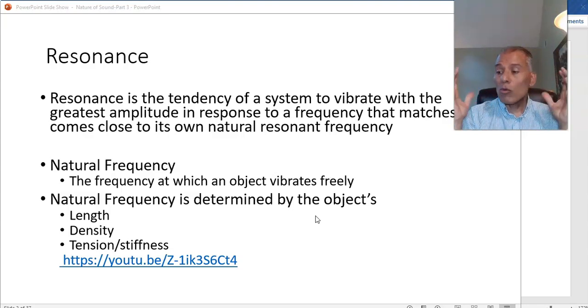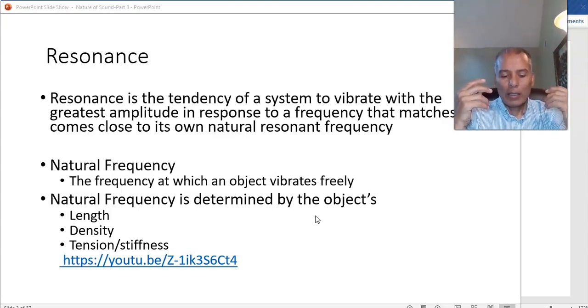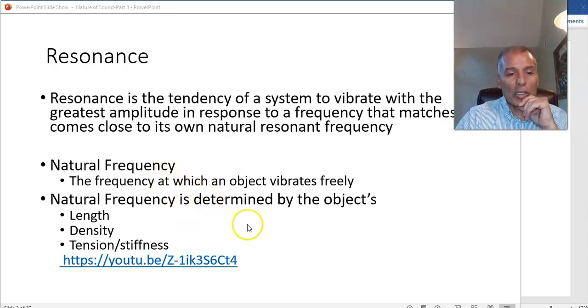And I'm speaking about the room because the room is a container that has air, the same way a jar like this has air inside of it. So the room itself becomes a resonator. Density here, we know that massive things that are dense are going to have a lower resonant frequency. And then tension or stiffness, things that are more tense will give you a higher resonant frequency. Things that have less tension will give you a lower resonant frequency.